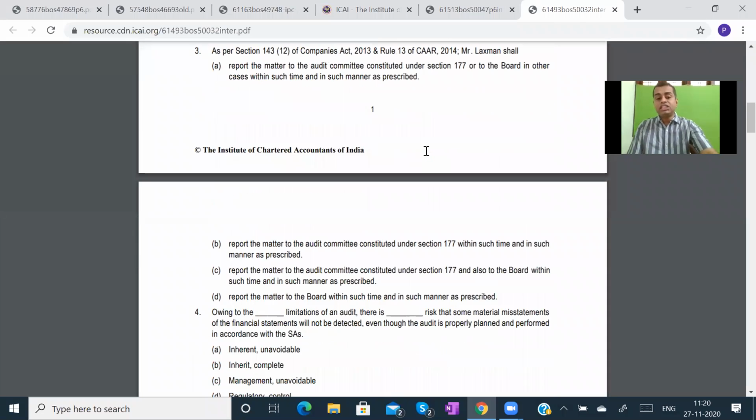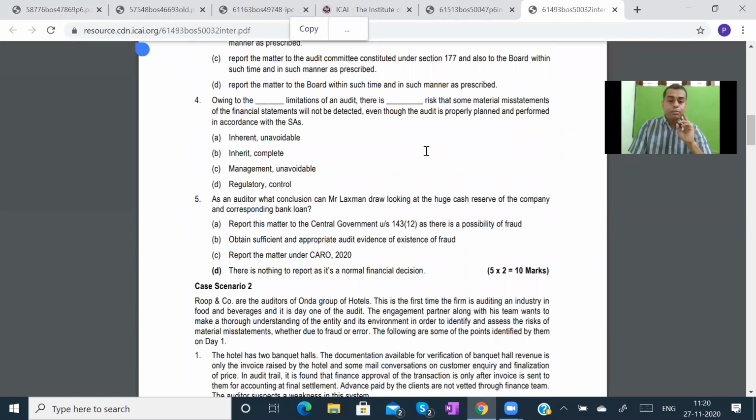So in this situation, what is the question? Read 5th point, ma'am. "As an auditor, what conclusion can Mr. Lakshman draw looking at the huge cash reserve of the company and the corresponding bank loan?" Option A: report this matter to the central government under section 143(12) as there is a possibility of fraud. So do you think there is a fraud, ma'am? Yes, sir. Need not be. How can we conclude that it is a fraud? It is an abnormality, need not be a fraud.